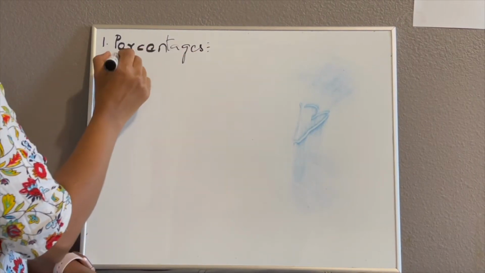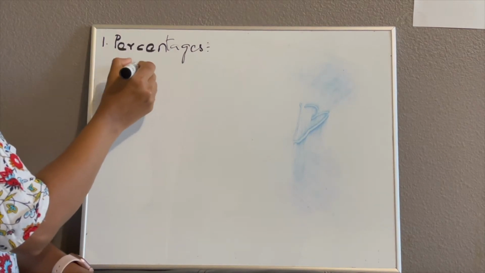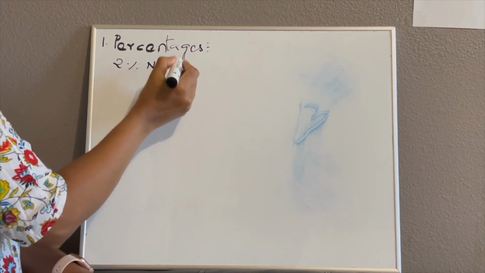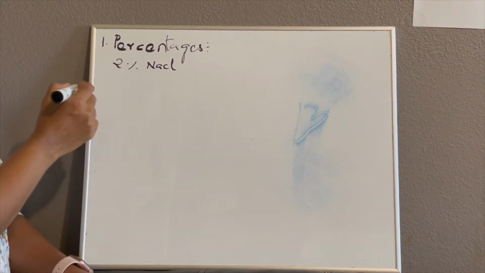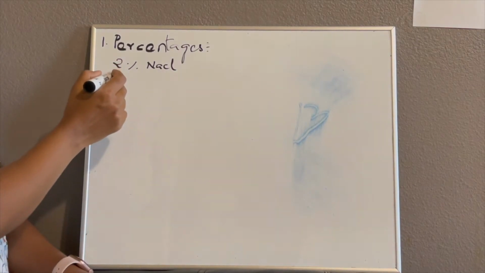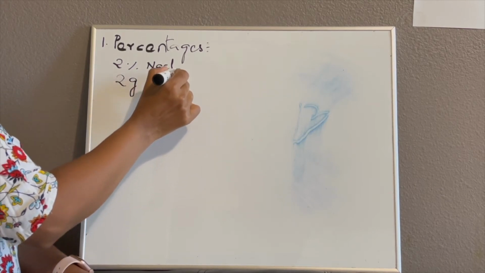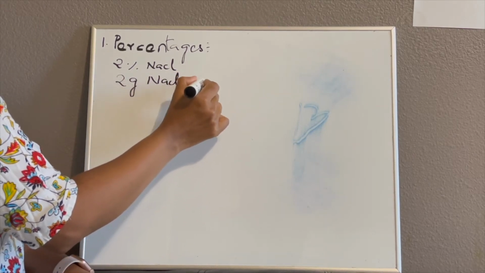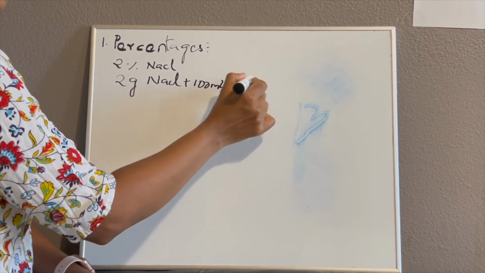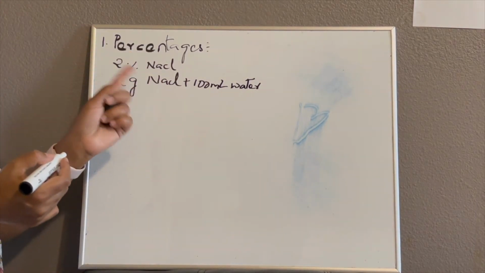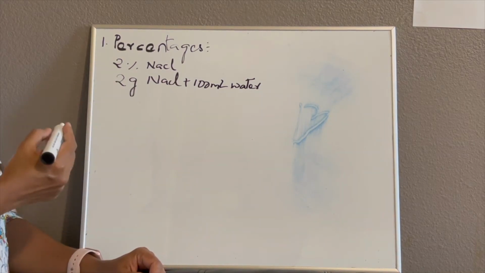I'll explain this with an example. How do you make a 2% NaCl solution? What a 2% NaCl solution means is we have to weigh 2 grams of NaCl and mix it in 100 ml of the solvent. Take the solvent as water. So 2% NaCl solution means 2 grams of NaCl dissolved in 100 ml of water or any other solvent.